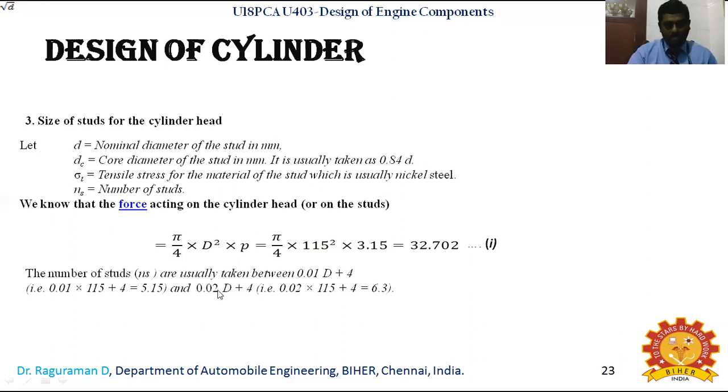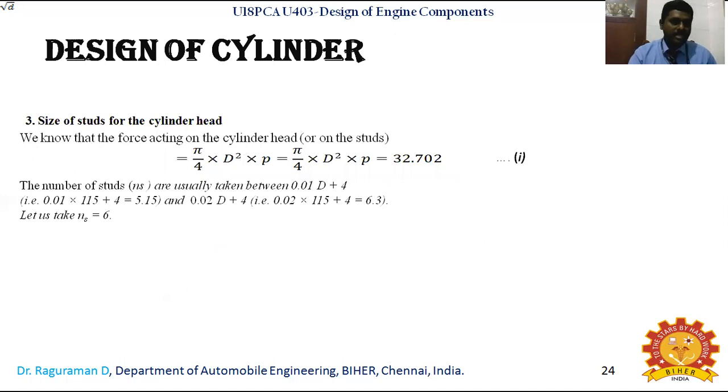Then the number of studs is usually taken between 0.01d plus 4 and 0.02d plus 4. This we have discussed already in the design procedure. So now you are taking the ns value, assuming it for a better design. Usually 6 studs will be used for the cylinders. It is a standard one. So we are taking the standard value of 6. Number of studs we are assuming as 6. Then we had calculated already the cylinder head force as 32.702.